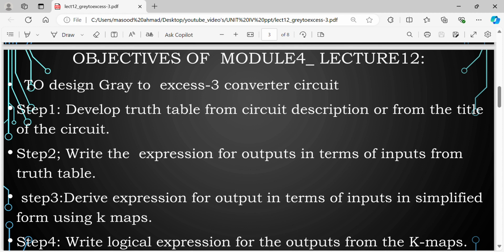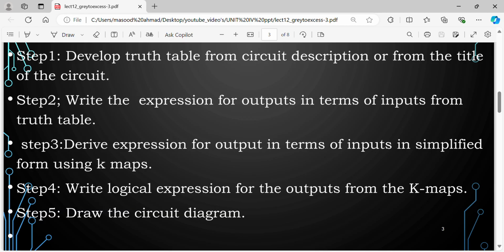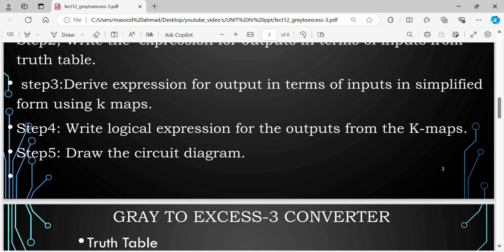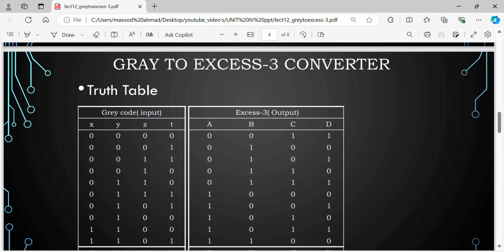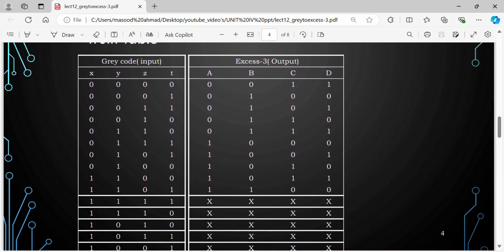The first step of building or designing the converter requires truth table development. Then we will write the expression for output, of course, repeating the steps that we have been doing so far for various code converters. So we will derive the simplified expression using K-maps. We will get the logic expressions from the K-map, and from those logical expressions, we can derive the circuit diagram. So the input is Gray code and the output is XS3 code.